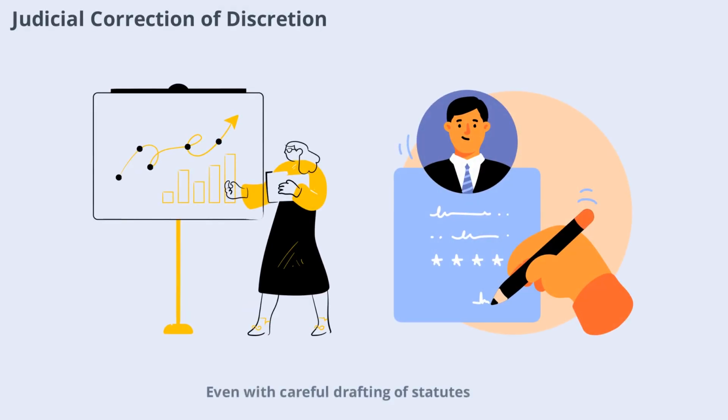Even with careful drafting of statutes, the exercise of administrative discretion can sometimes drift into vagueness or arbitrariness. That's why judicial correction is vital. Courts step in to review unreasonable exercises of discretion, ensuring that administrative power is not misused. This judicial oversight helps transform vague generalizations into specific, fair decisions, maintaining a balance between necessary flexibility and legal accountability.